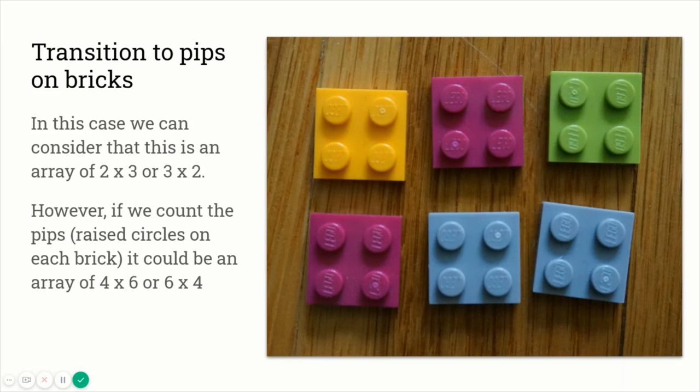We can move away from individual objects like the minifigs to bricks. And the bricks become more complex. We want to transition from the bricks on their own to the little pips, which are the little raised circles on the top. In this case, we can look at this array in 2 different ways. We can see it as an array of 2 by 3 or 3 by 2 if we're counting the whole brick, or if we count the pips, it could be an array of 4 by 6 or 6 by 4.